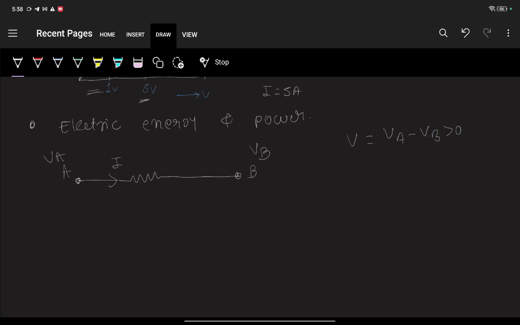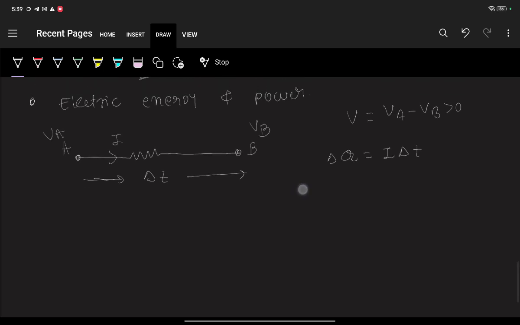That means A is at higher potential than B, right? So the amount of charge that transfers from A to B is given by what? Delta Q. We can write it as I into delta T. Let's say it takes delta T time for charge to go from A to B, right?